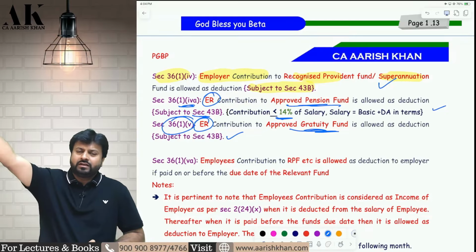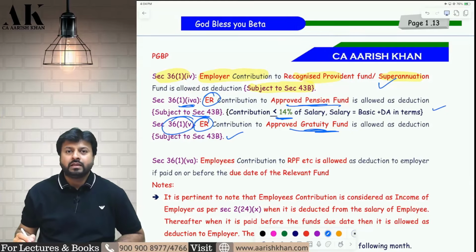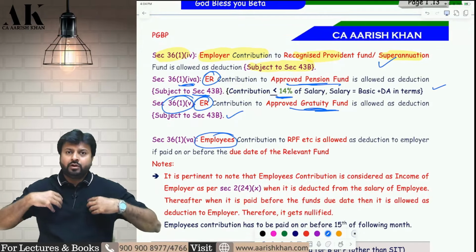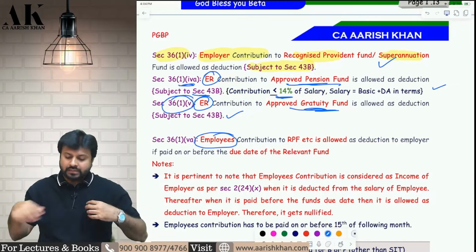So due date of filing of return, whether it is July or October or November, you have to check depending upon case to case. But now coming to the most important point: what about employees' contribution? I am an employer, you are my employee. Employees' contribution, whatever I deduct from your salary, that is first considered as my income.